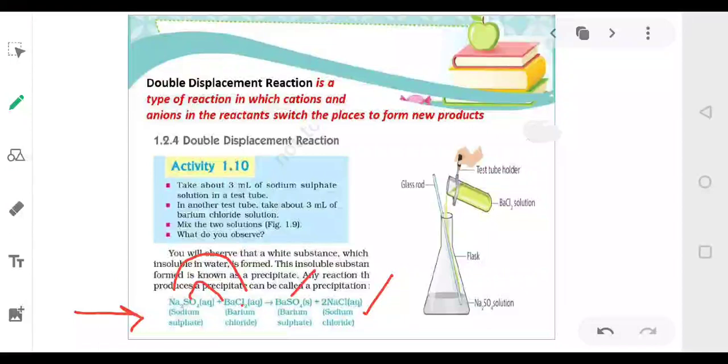So Na2SO4, sodium sulfate, when it reacts with BaCl2, barium chloride, gives barium sulfate and sodium chloride. As you can see in this diagram, a flask is being used, Na2SO4 solution is present, and then we are adding this BaCl2 solution, and after the reaction we will get BaSO4 and NaCl. Here a precipitate is also formed.